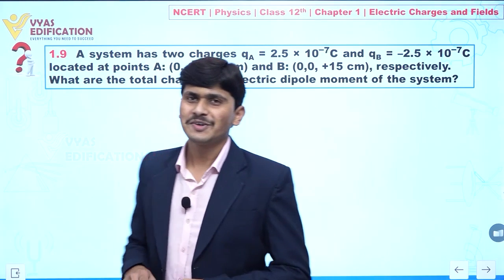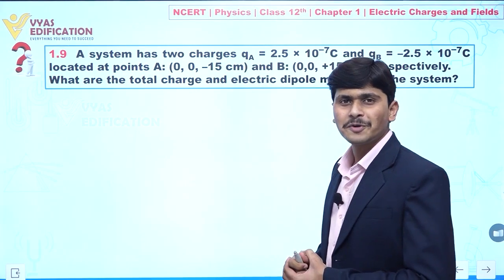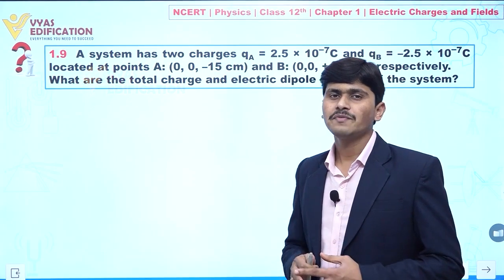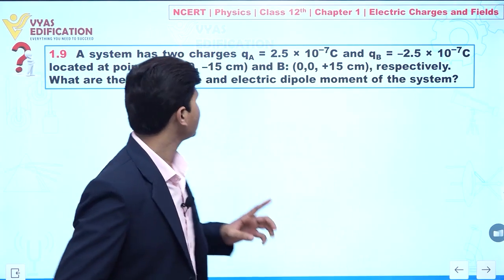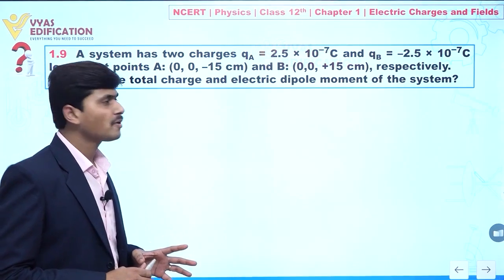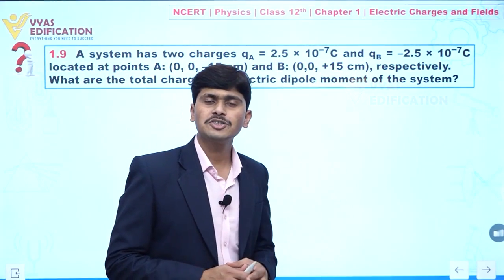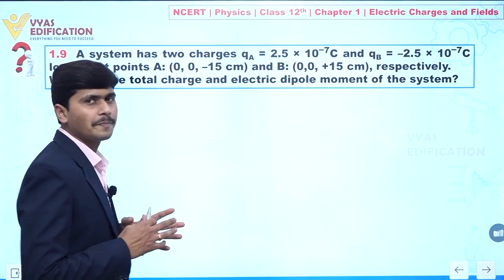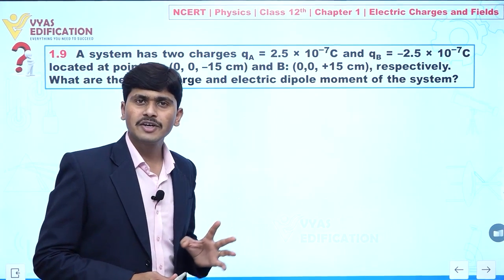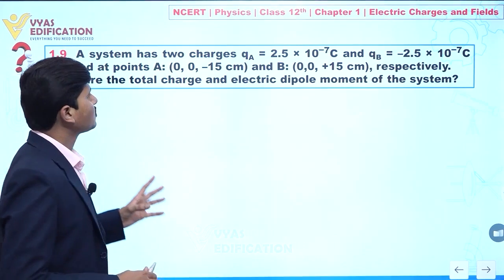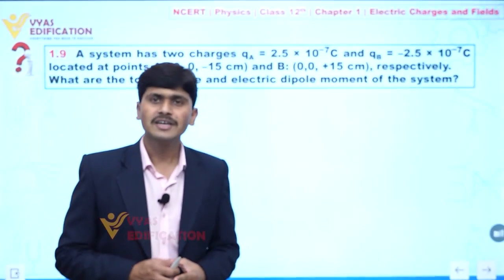Now dear student, we are going to discuss again question number 1.9. In this question it is given we have a system, and a system consists of two charges. Number one charge we have 2.5 into 10 to the power minus 7, and second we have minus 2.5 into 10 to the power minus 7 coulomb. It is located at two positions that is given to you in a question. Now what is the total charge and electric dipole moment of a system?